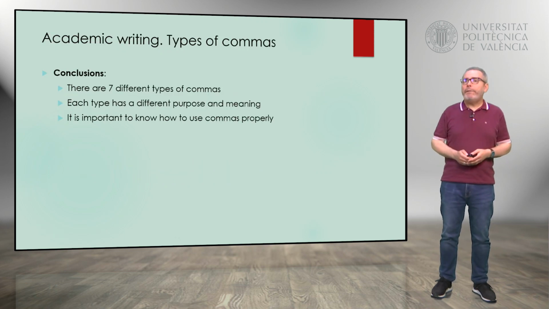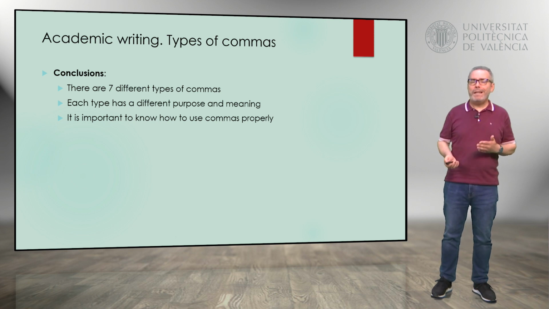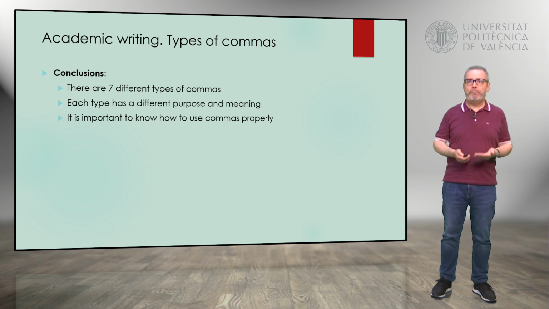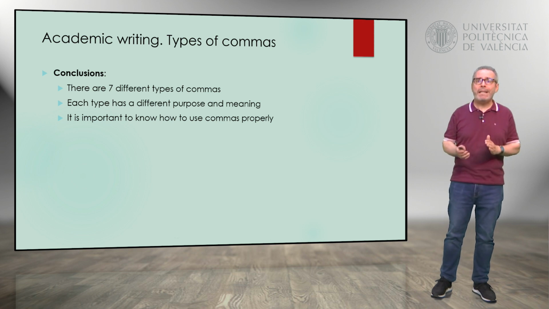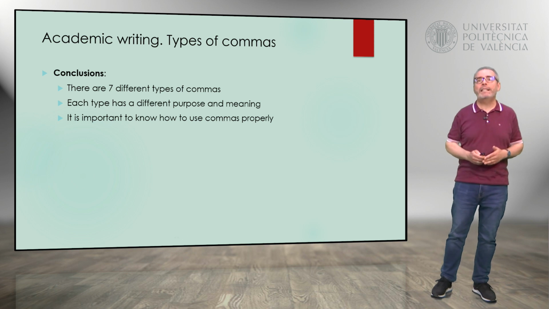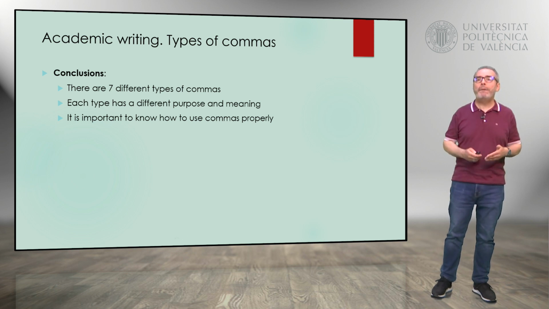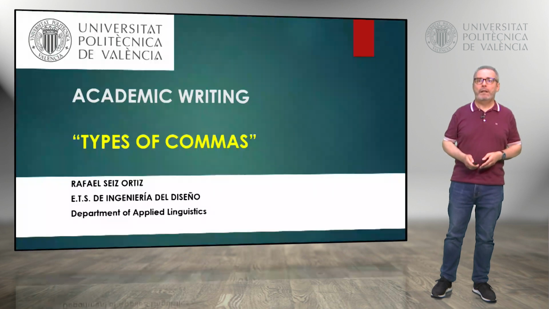So, we have 7 types of commas, each one with their different purposes, and it's very important to understand the meaning and purpose they serve in order to use them correctly in practice in academic texts, because sometimes it is very confusing to read a text that has incorrect punctuation in terms of commas. So this classification of the types of commas can help you to better write and better use the comma, this very important punctuation mark. Thank you very much.